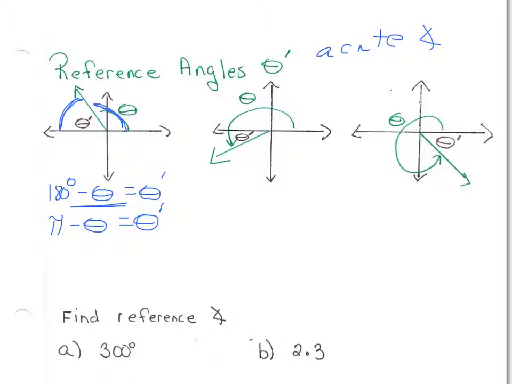Now quadrant 3: theta ends in quadrant 3. Theta goes all the way, it's in standard position. This is the standard position angle, that's theta. The reference angle is formed between the terminal side of theta, right here, and the x-axis. So this acute angle is my reference angle. To find the reference angle here, we take theta minus 180 degrees, or theta minus pi if we're in radian measure.